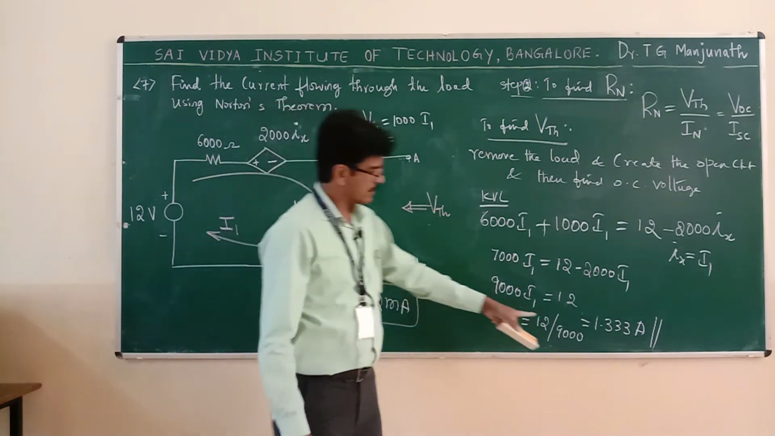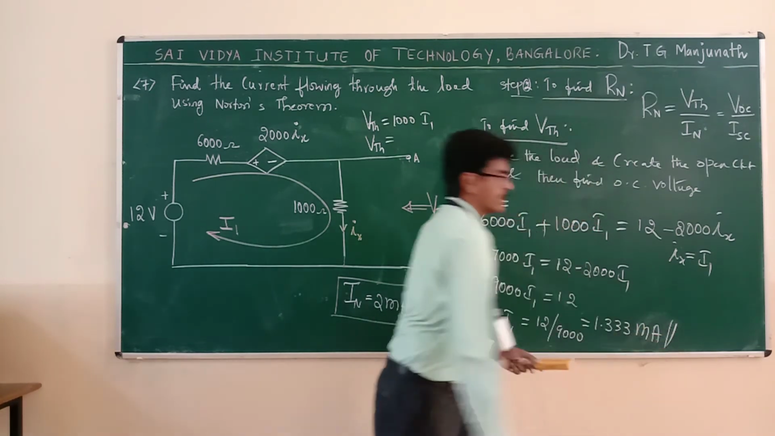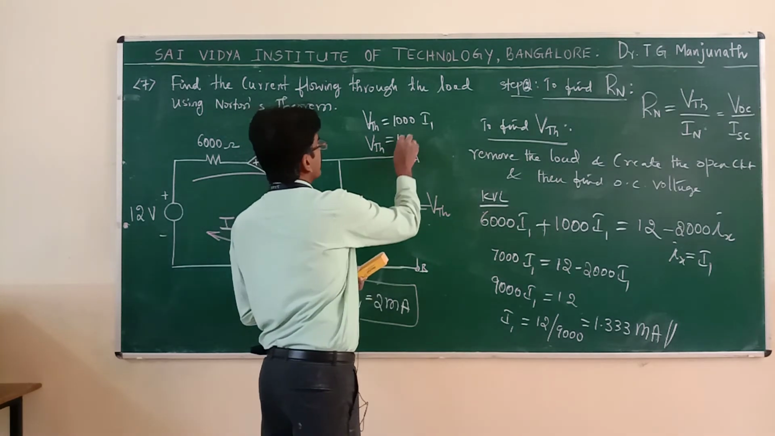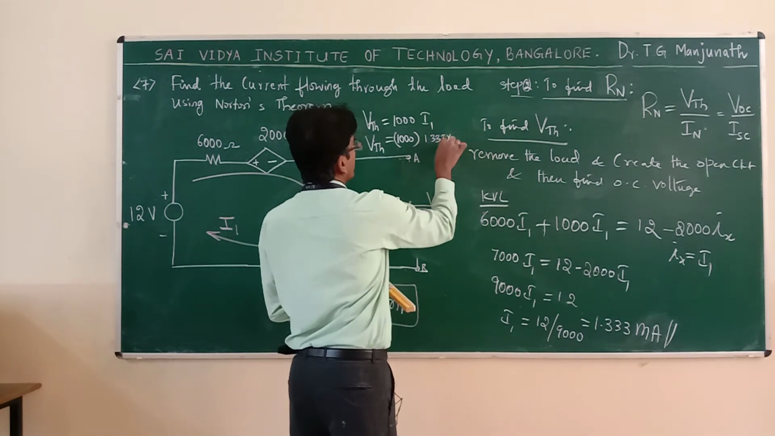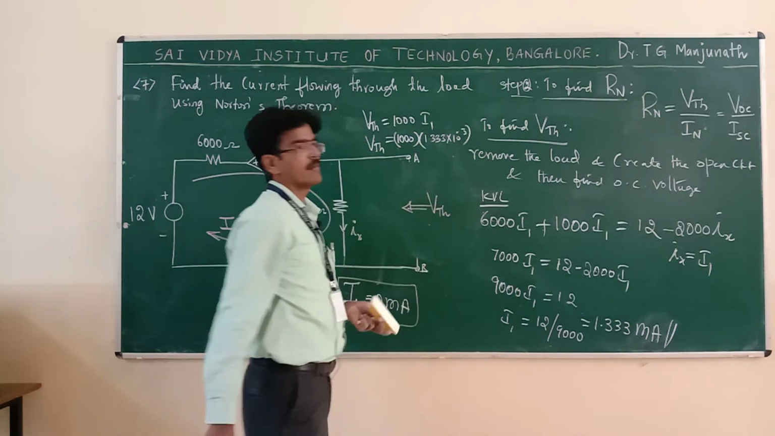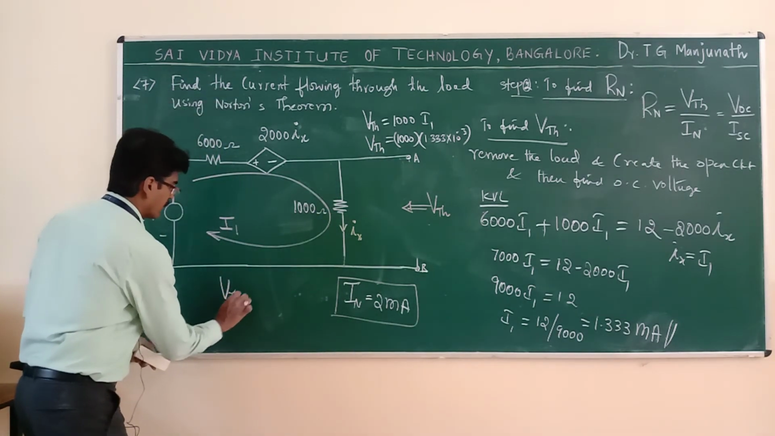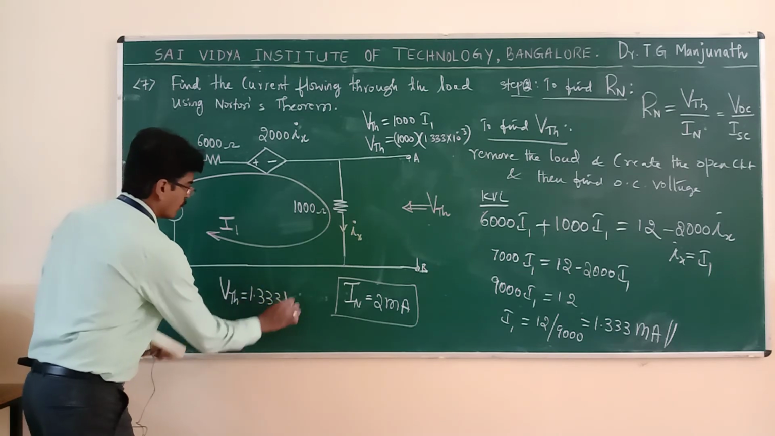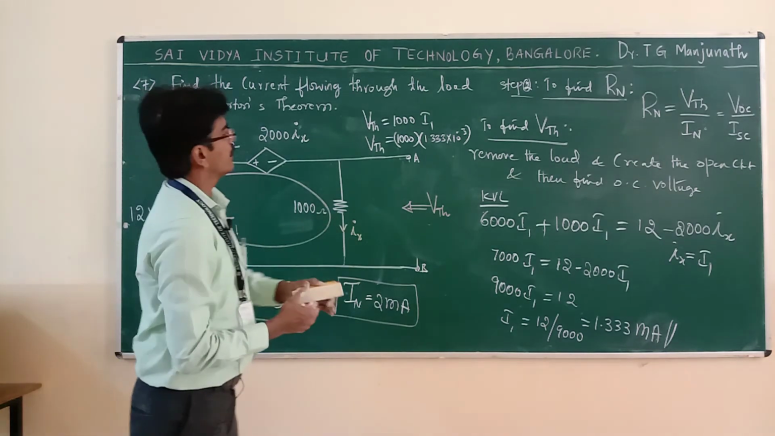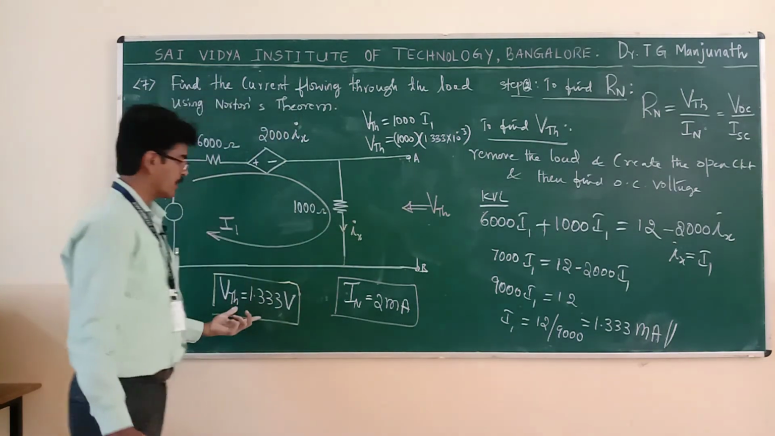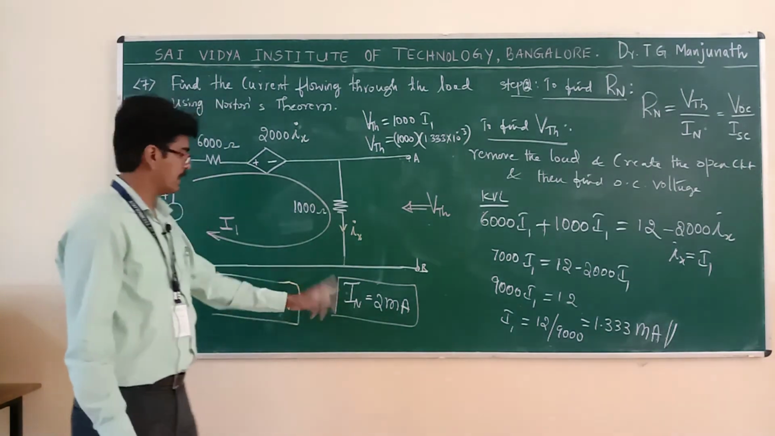So, this is not amperes, it is milliampere. Now, 1000 into what is this? 1.33 milli. That gives V Thevenin. So, V Thevenin is equal to 1.333 volts. So 1000 into I1 gives 1.333 volts. So that is how to find V Thevenin and IN.